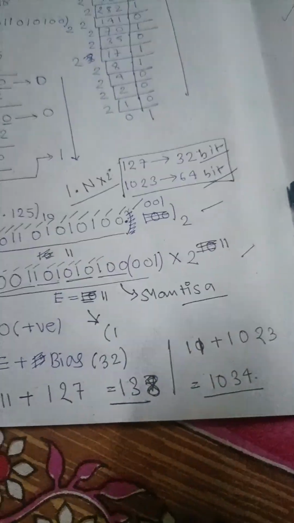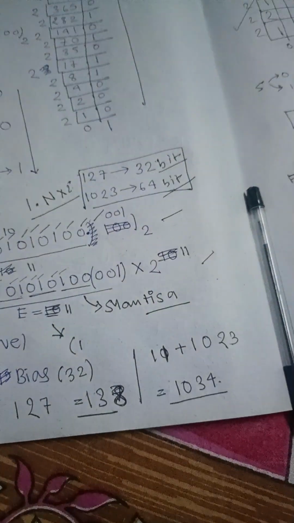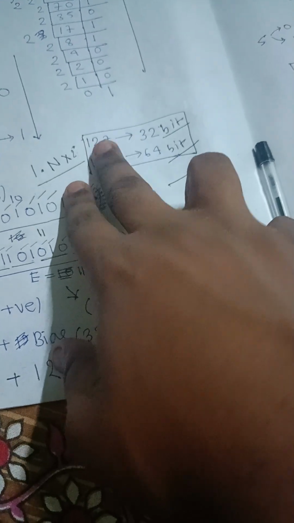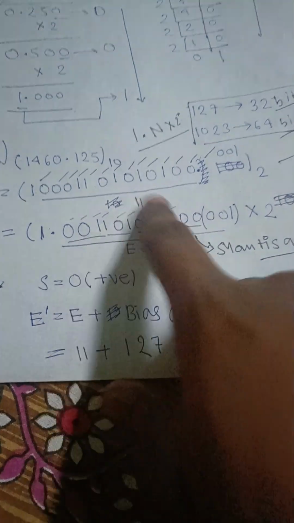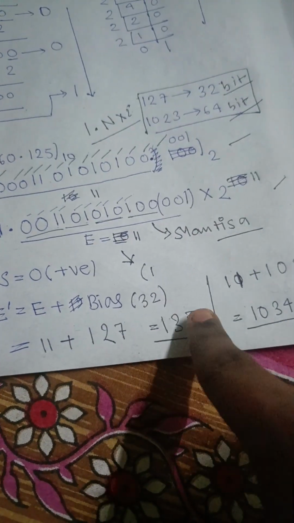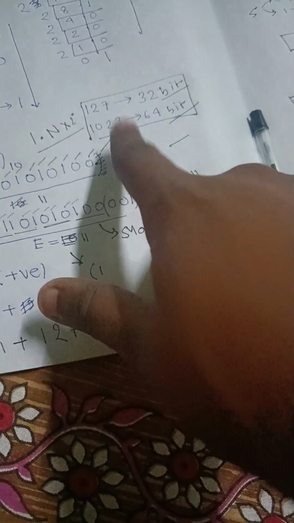There are two types of precision, or we can say bits. It is a system that you have to follow; in the question it will be given whether you have to calculate for 32 bits or 64 bits. For 32 bits the bias is 127, and for 64 bits it is 1023. So E is 11 as we have calculated, plus bias 127, which comes to 138. And for 64 bits it is 1023, as I said previously.